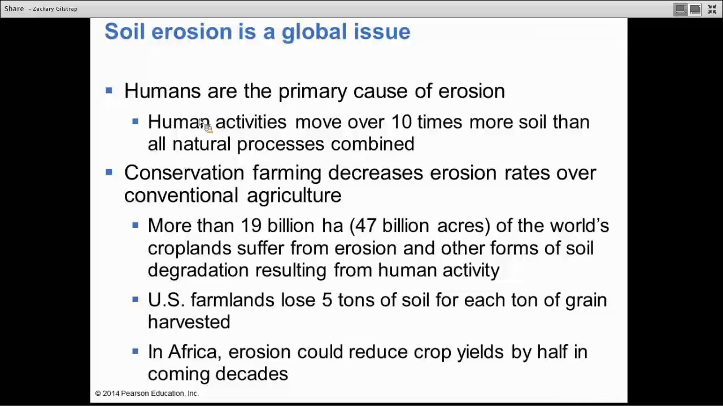Soil erosion is definitely a global issue. Humans are the primary cause of erosion. Our activities move over 10 times more soil than all natural processes combined. Conservation farming decreases erosion rates over conventional agriculture, which just makes sense. There's a couple facts here. I'm not going to read through them.